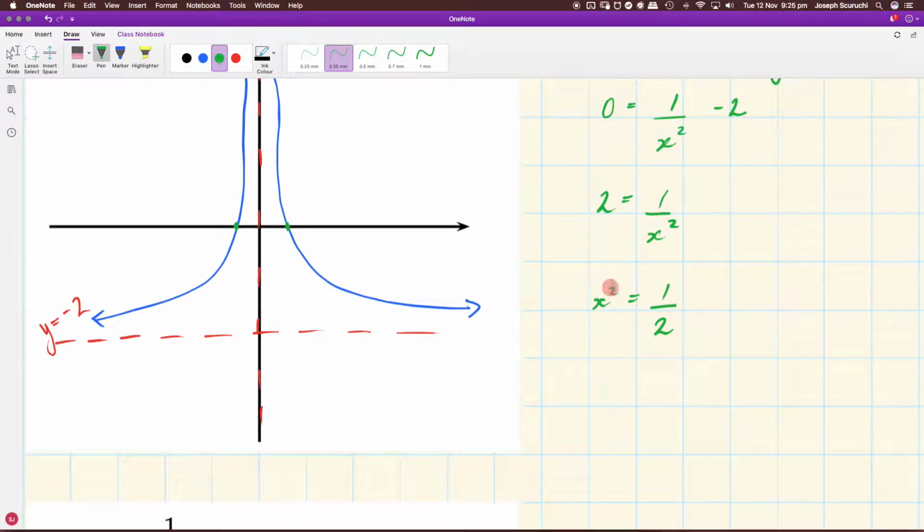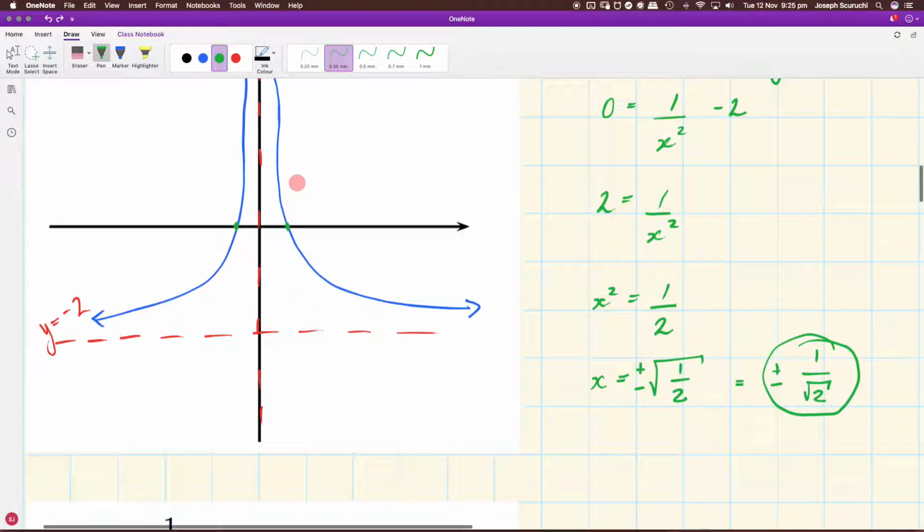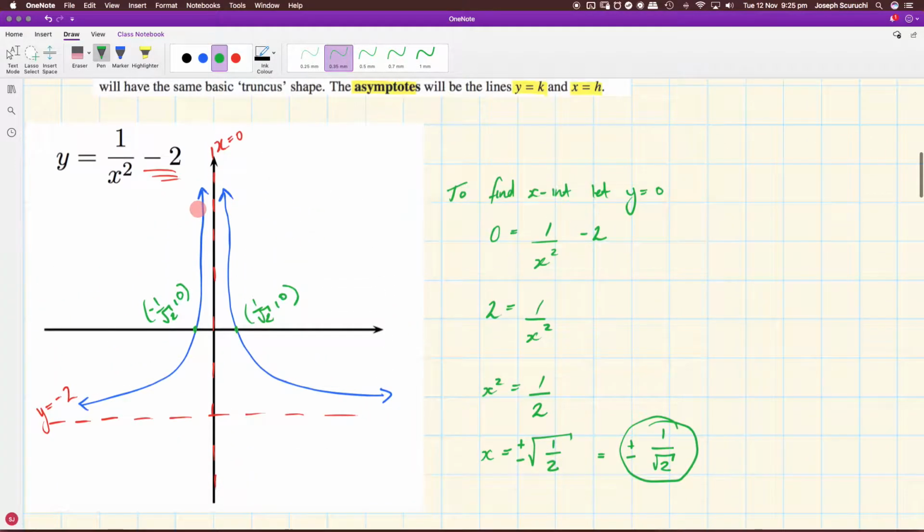Okay. I then am going to square root both sides. So I'm going to get plus or minus the square root of 1 over 2, which is better written as this. The positive one, I don't need to write that plus. I could just do this. The positive one will be on this side, and my negative one will be on my other side. So this is what it's going to look like.